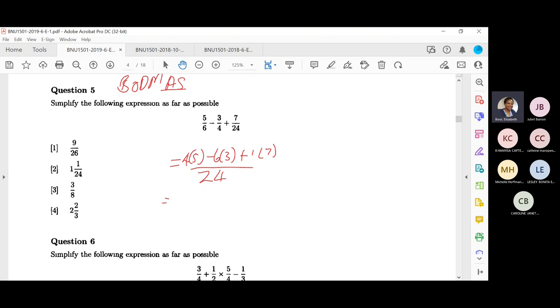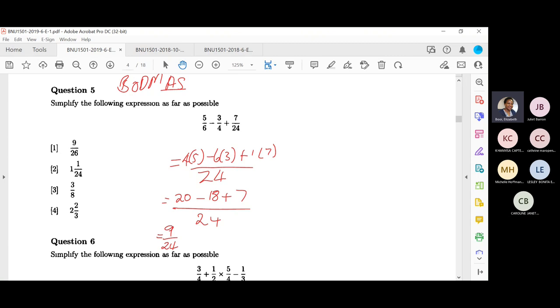And you can simplify. 4 times 5 is 20 minus 6 times 3 is 18. 1 times 7 is 7 divided by 24. Remember, BODMAS rule says addition and subtraction have the same priority, so I can work from left to right. So working from left to right, 20 minus 18 plus 7 equals 9. The answer there will be 9 over 24.